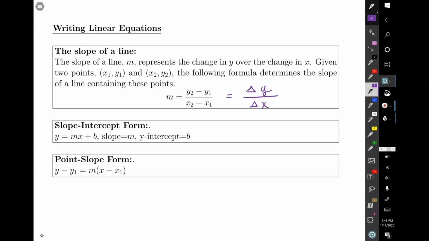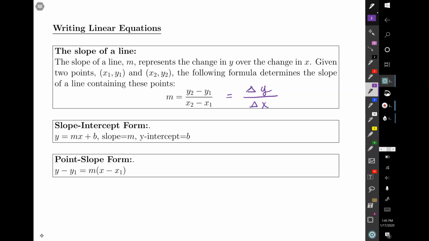Slope-intercept form: y equals mx plus b. Slope is m. The y-intercept we notate as b. So you should have seen this before. Again, read your book for more details on this or ask me some questions about it.